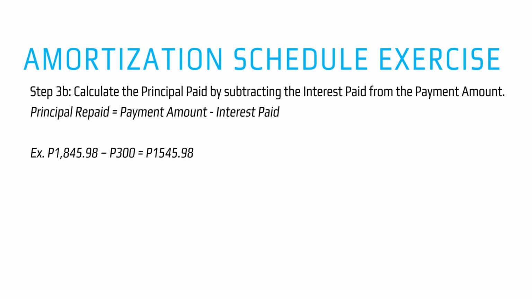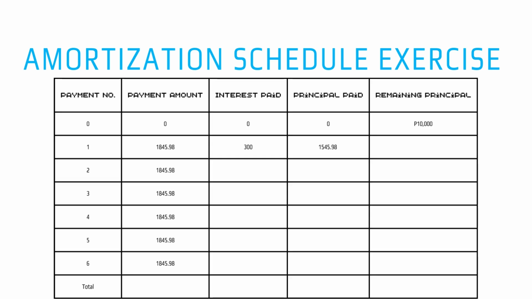Step 3b. Calculate the principal paid by subtracting the interest paid from the payment amount. Principal repaid is equal to payment amount minus interest paid. Example is shown below. Now we can see in the principal paid column that we have the answer.